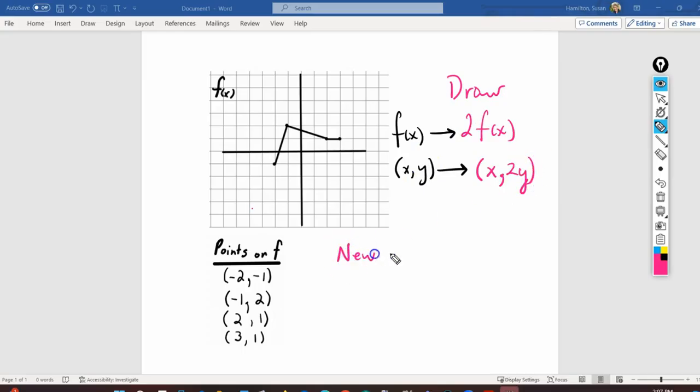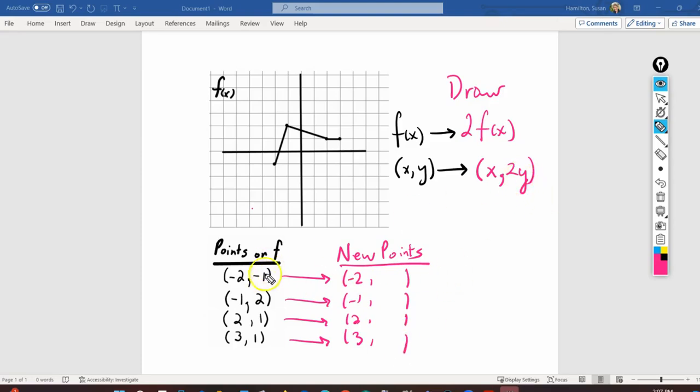So down here, I am going to make use of these points that I had listed there to get my new points. So first of all, the x coordinates do not change. Then I will get new y coordinates. What's the new y coordinate going to be? It's going to be the old y coordinate times 2. So -1 times 2 is -2. 2 times 2 is 4. 1 times 2 is 2, and 1 times 2 is 2.